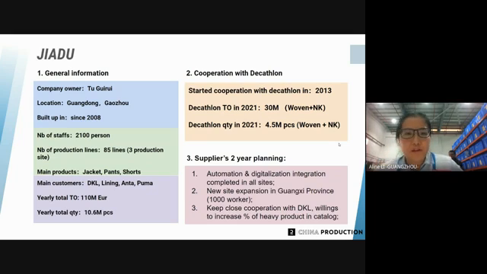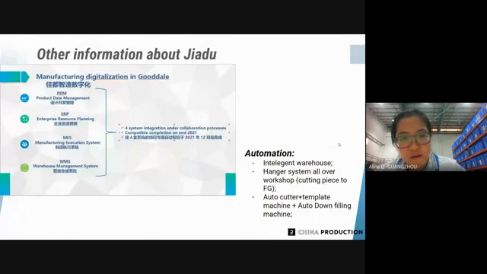Here is a roadmap of the digitalization and automation in Godel. The digitalization is combined of 4 systems: PDM, mainly regarding the design; ERP regarding the operation; MES for the production workshop level; and WMS regarding the storage. All these 4 systems' data will be integrated together this year, so we can get more data automatically from the system and no need to rely on manual work.